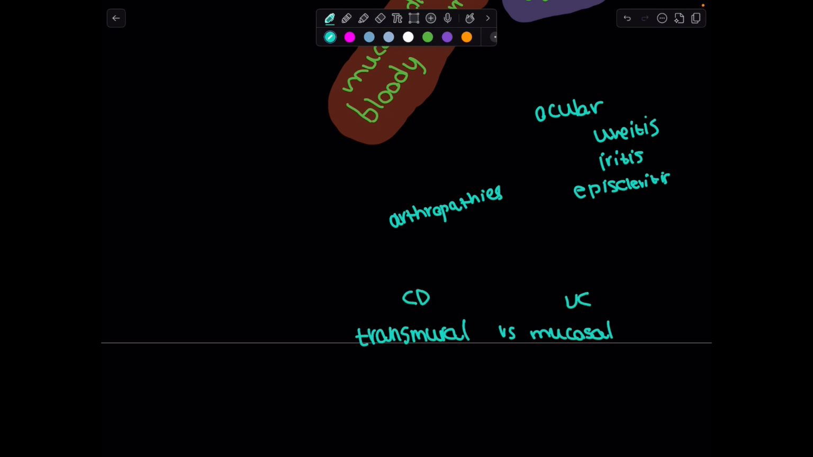Make sure the changes are clear. Complications. CD: fistulae, gut to skin connections, strictures, narrowed gut causing blockages, abscesses, malnutrition, perianal disease. Okay. Summarize in a sentence the differences and the complications.